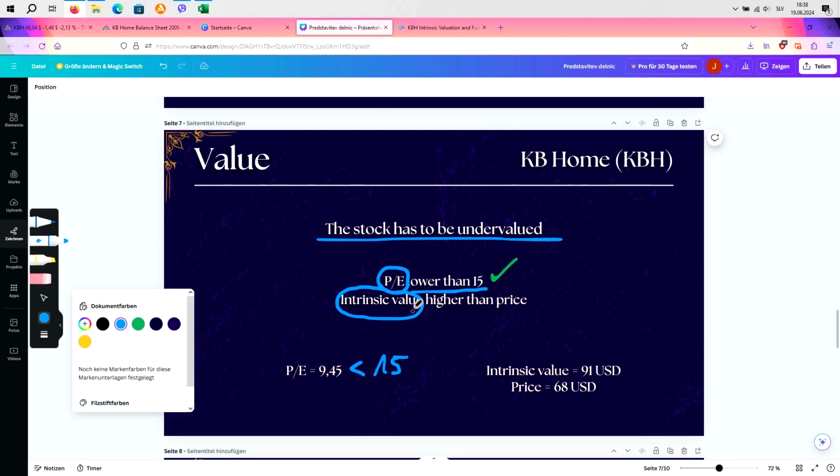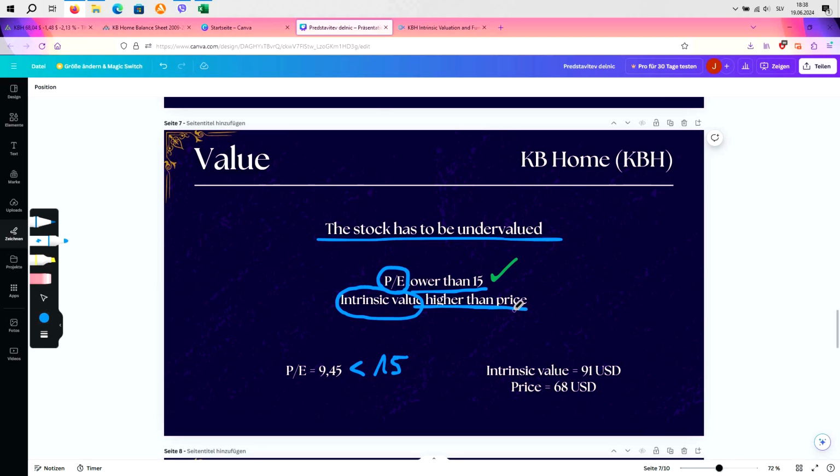And intrinsic value has to be higher than the current price. Now what does that mean? Intrinsic value basically tells you a fair value of the price, okay? So based on some calculations in the background, the current price of KB Home should be $91, but the actual current price is actually 68. Now what does that mean? The actual price is $23 lower than the price that this company should have at the moment, okay?